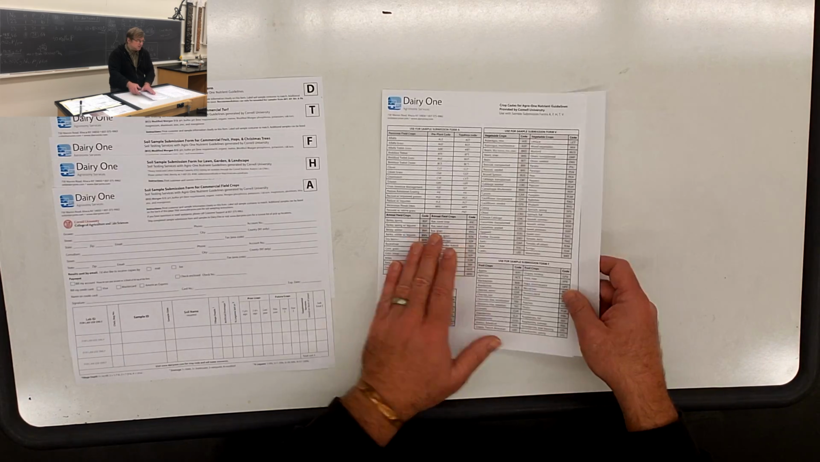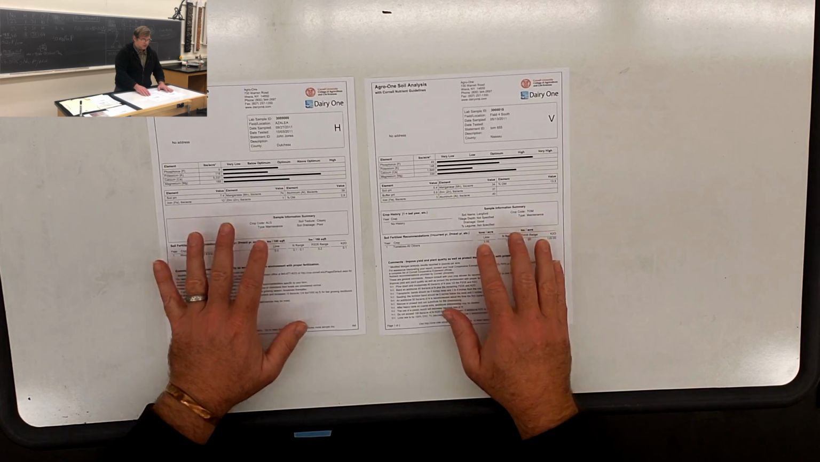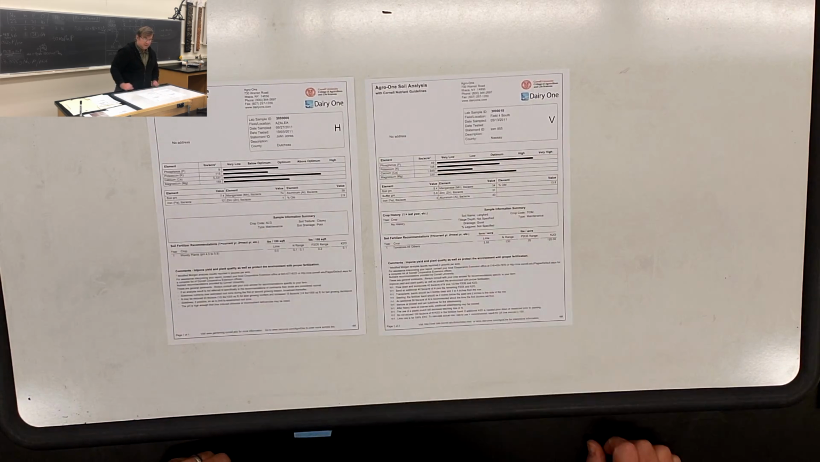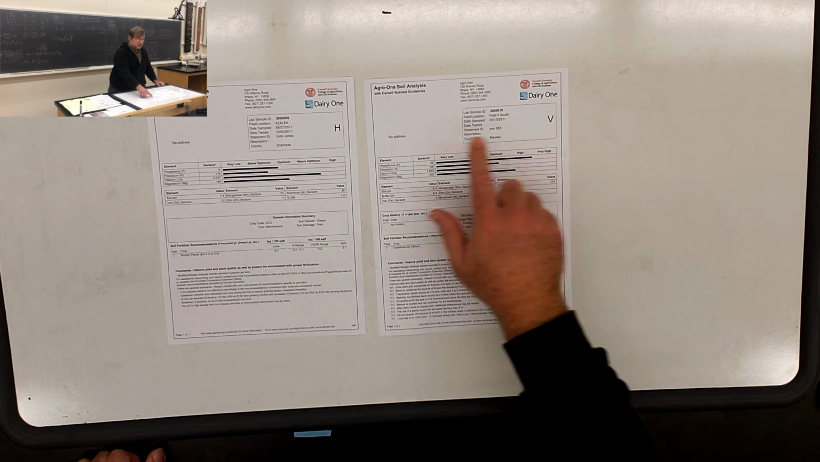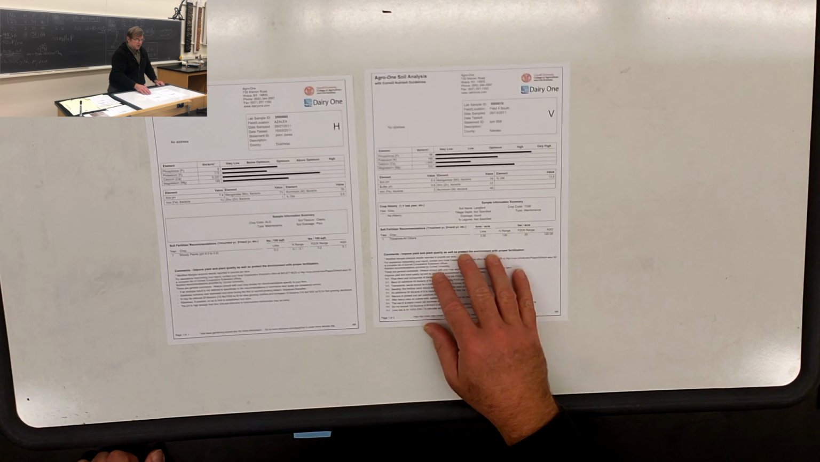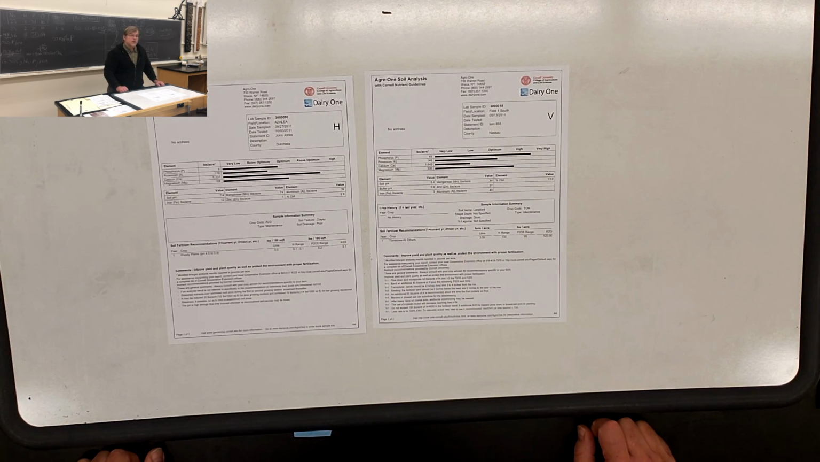So let me slide these to the side. Put these up here. And here are two results. The first thing I want you to notice when you look at these is the letters. The letters are key to the tests themselves. So V for vegetable, H for homeowners. The results themselves, the actual format, looks very, very similar.